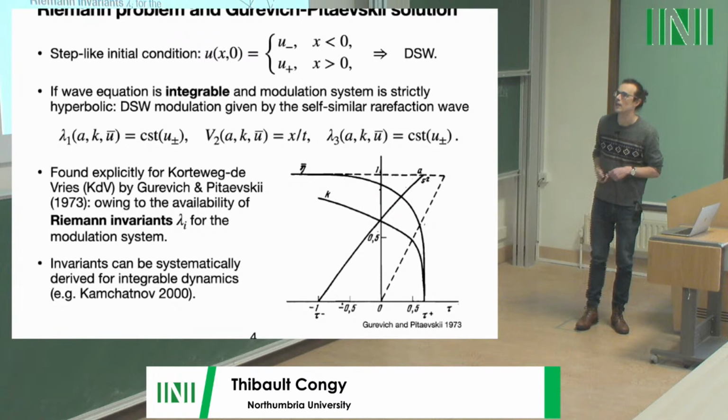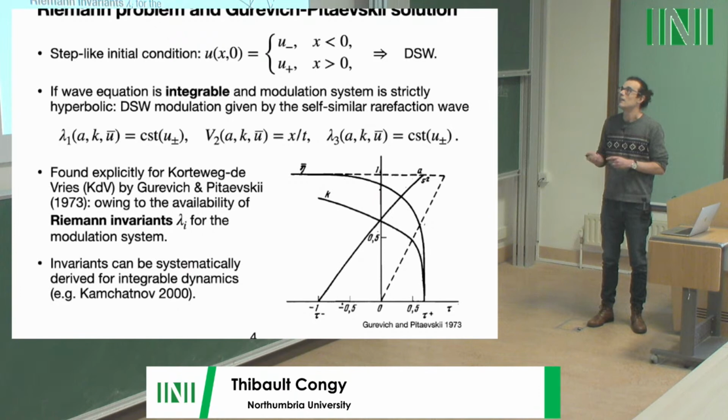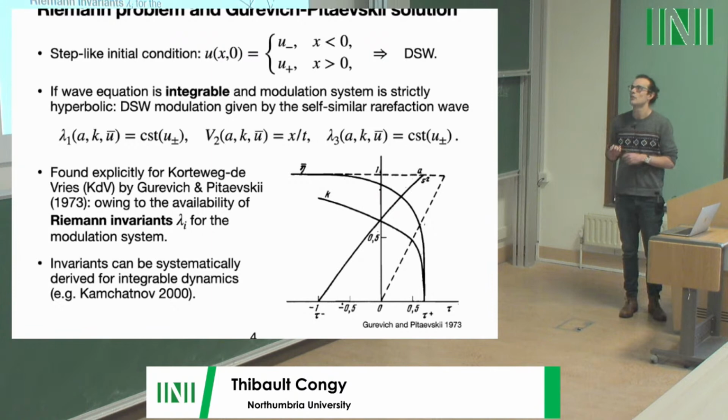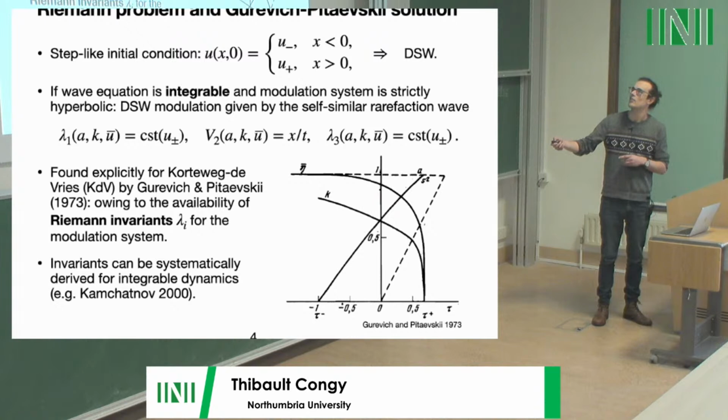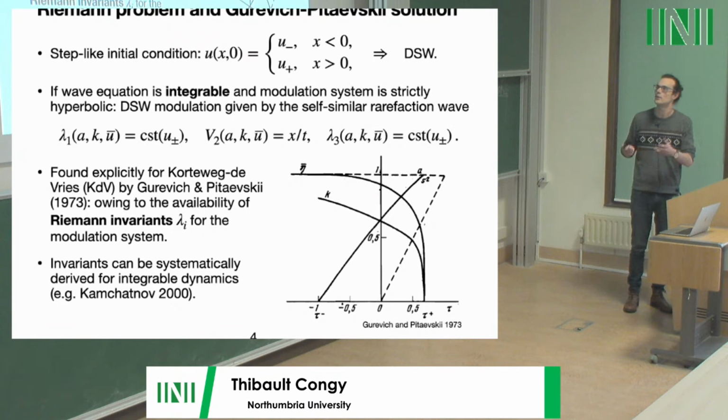So the difficult part usually in this problem, there are two difficulties. The first one is to obtain, of course, the Whitham modulation equation. You need to derive the periodic wave, and then you need to do the average. But then the story does not end here. The real difficulty is to obtain this Riemann invariant, so lambda 1, lambda 3, and lambda 2 that I did not write here.